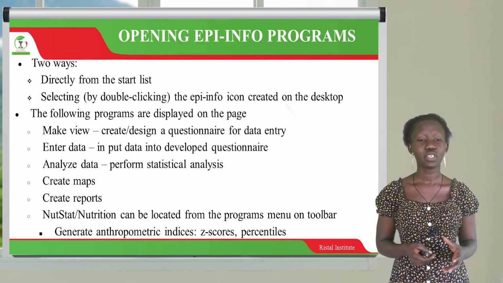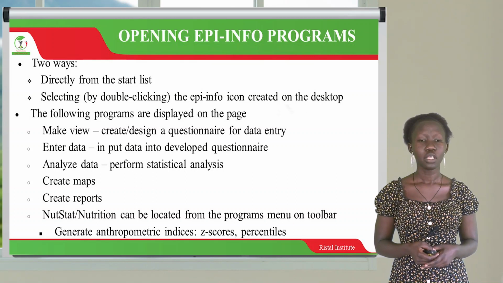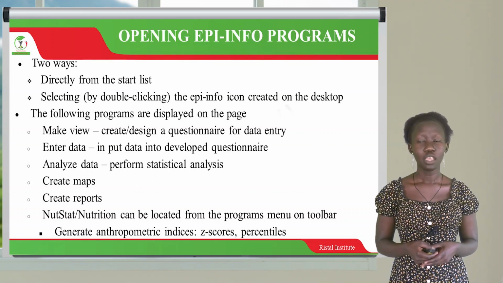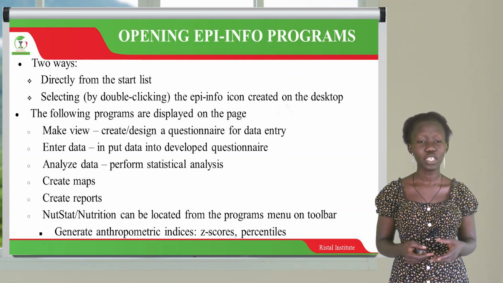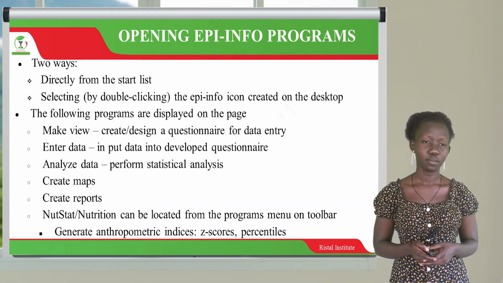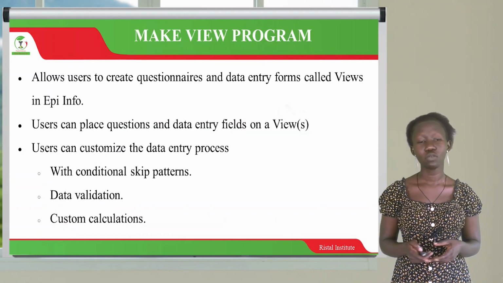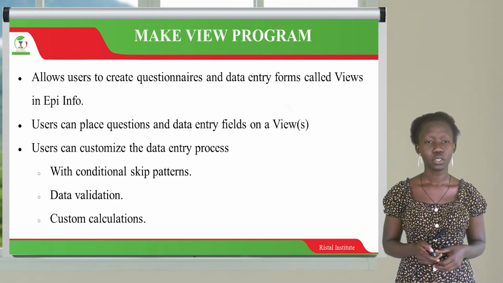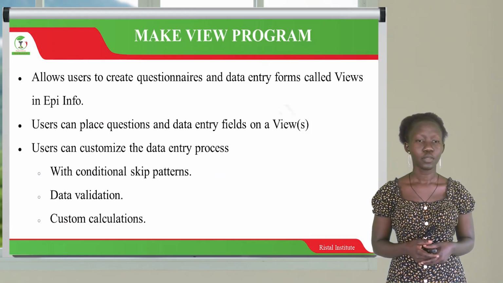We also have NUTSTAT program. This program can be located from the Programs menu on the toolbar. It helps you to generate anthropometric indices, for example, the Z-scores and the percentiles. So we are going to look deeper into each of these sheets that are displayed on the page of Epi Info.